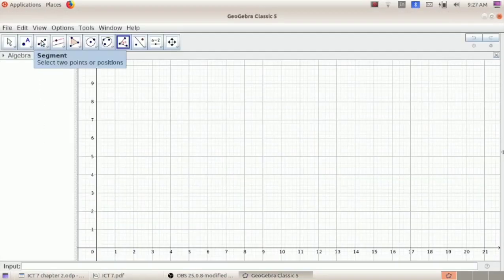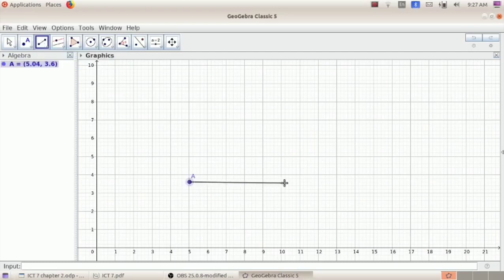For that, select the segment tool. Click at a point. Move the mouse. Click at another point. Now from A, we have to draw another line segment. So click on A, move the mouse, click on another point. Now we got two line segments, AB and AC. Now we have to draw a parallel line through this B, which is parallel to AC.